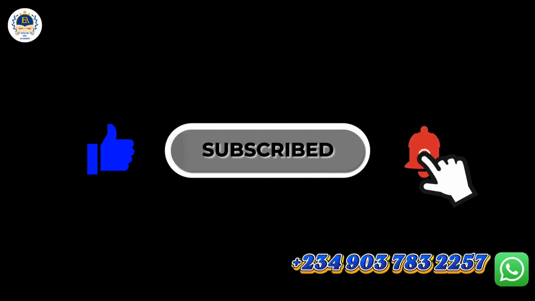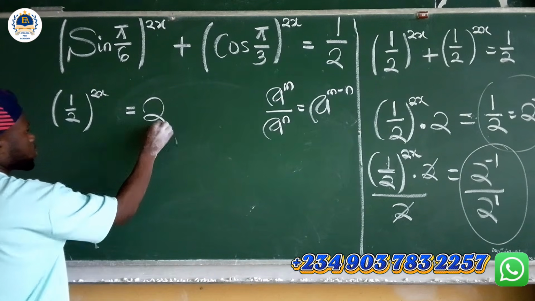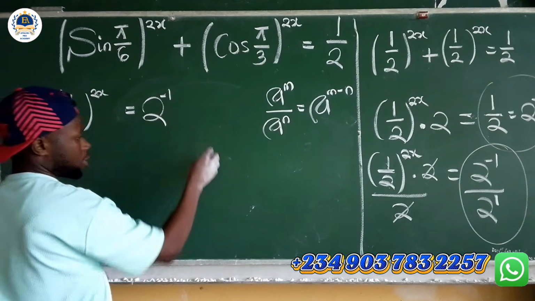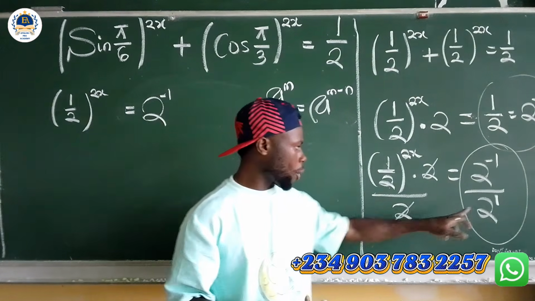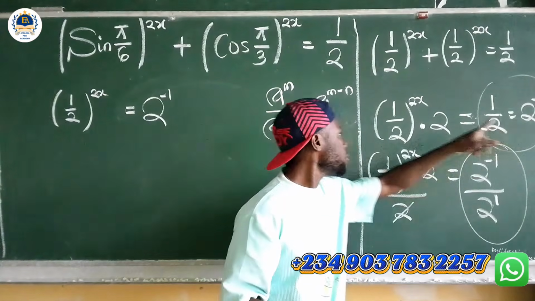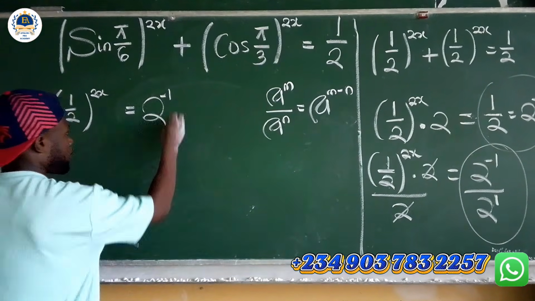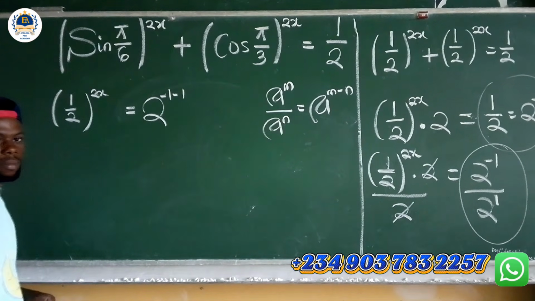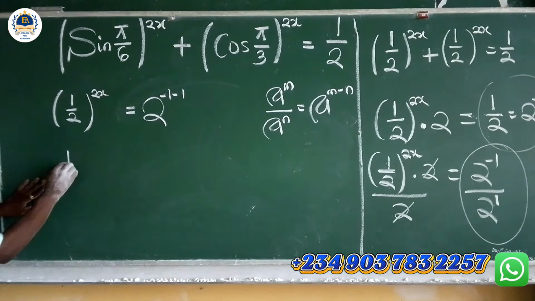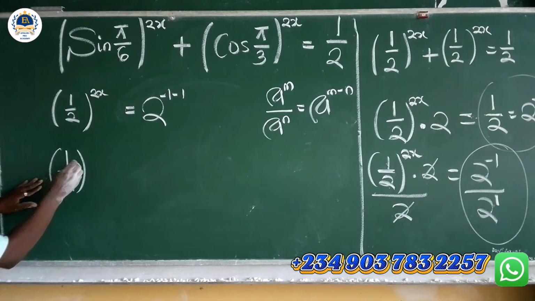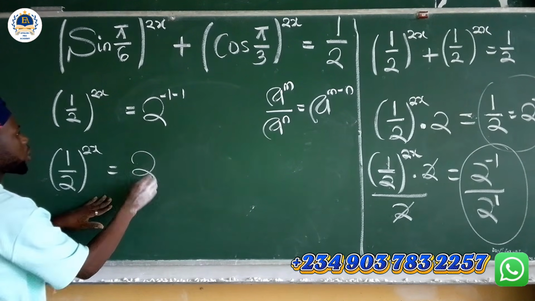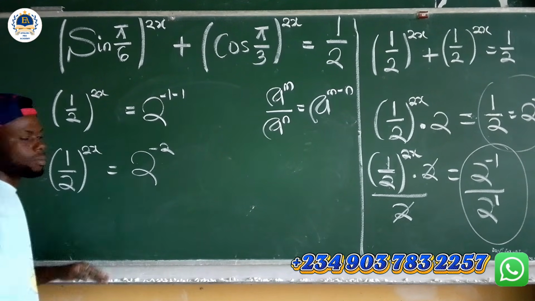Basically, we are going to obtain 2 raised to the power of minus 1. Then take note of this. When this is going up, it becomes minus. So minus 1, and minus 1 gives minus 2. So we have 1 over 2 raised to the power of 2x is equal to 2 raised to the power of minus 2.